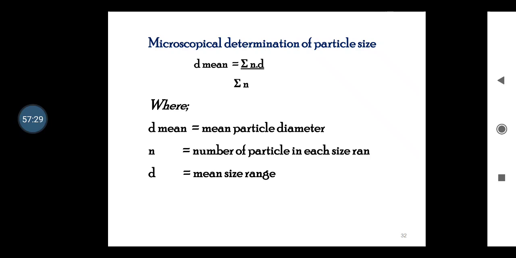But if your sample contains finer particles, then it easily passes through whatever sieve number you have, and it's very difficult at that time to determine the particle size of that powder which belongs to the category fine or very fine.